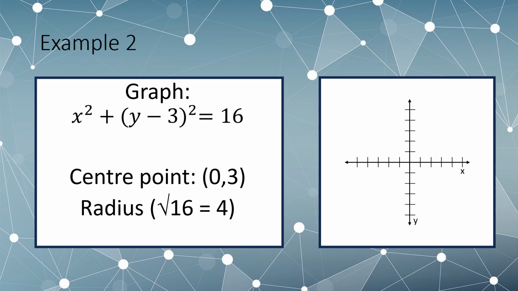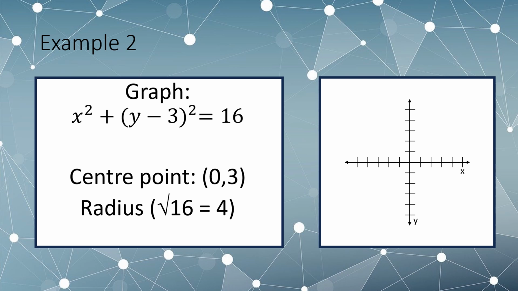Okay, in this example, we've been told to graph x squared plus y take 3 squared equals 16. Now you'll notice this one looks a little different, but don't panic. It's exactly the same, just because it looks different. The only thing that's missing is our h value. However, if our h value isn't present, all that means is it's 0.